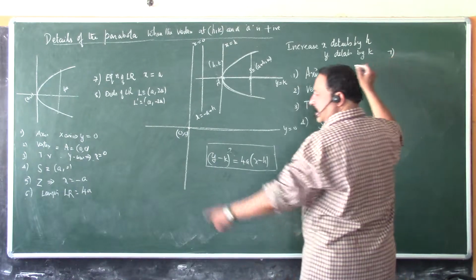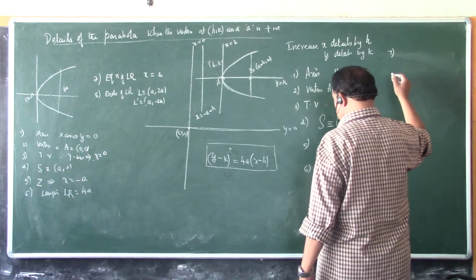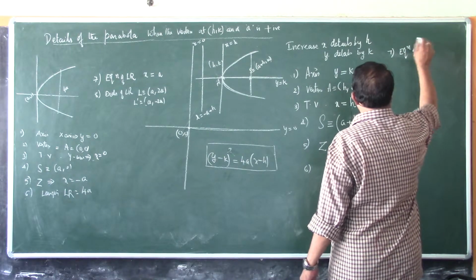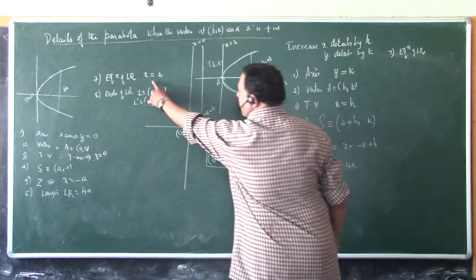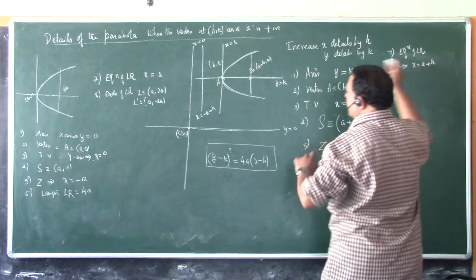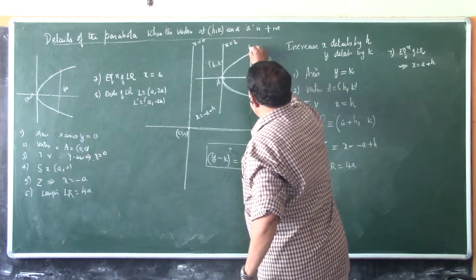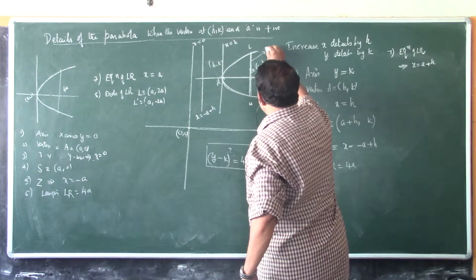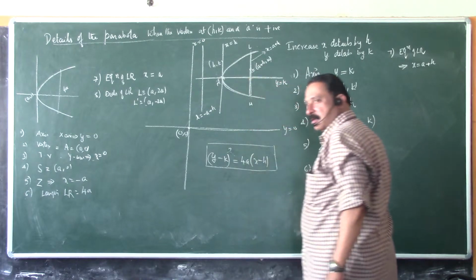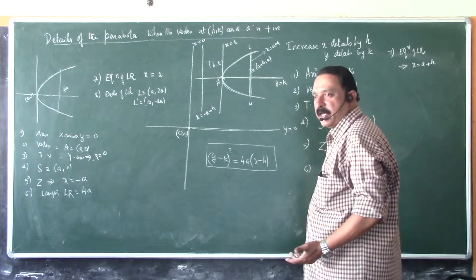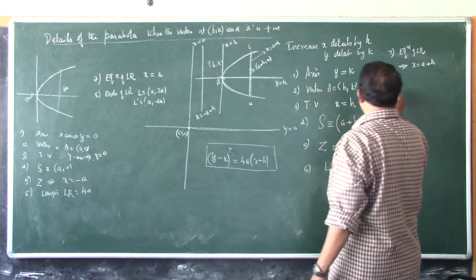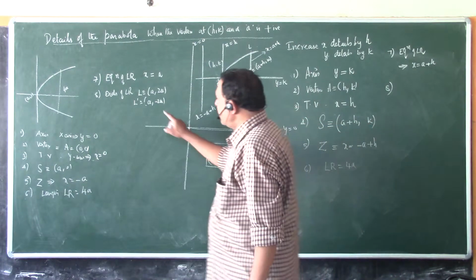And the seventh detail is about the equation of LR. What is the equation of LR here? x equals a. So this should imply x equals a plus h. So if you write the latus rectum LL dash, what is its equation? x equals a plus h, and it is parallel to the y-axis. Therefore its equation should be of the form x equals some constant, which in this case is a plus h.